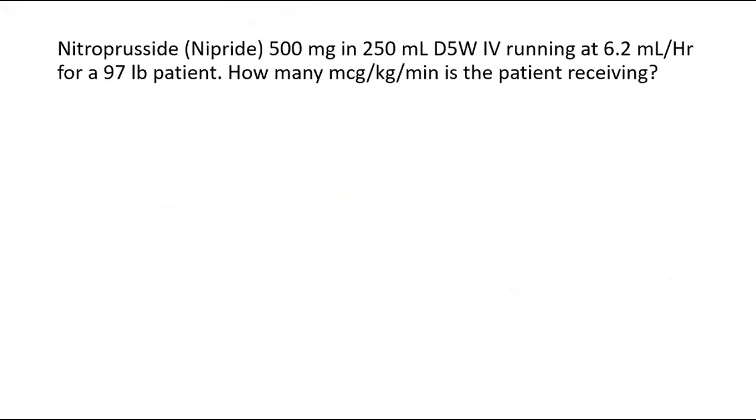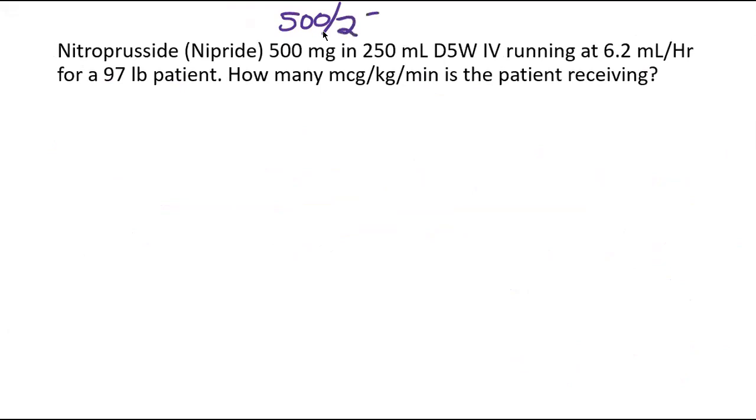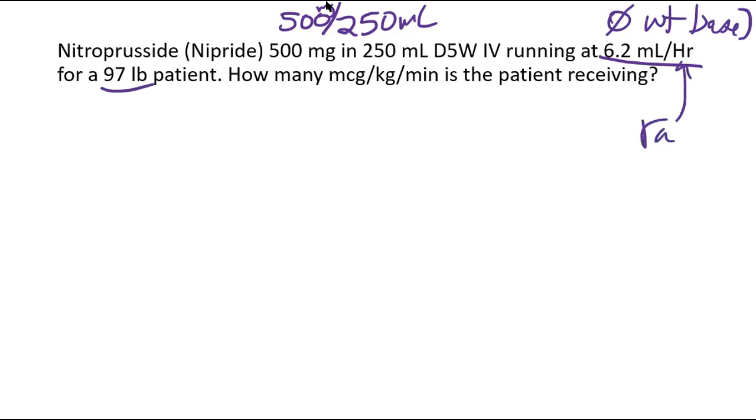Okay, and now we're going to do 500 over 250. 500 milligrams over 250 mils. We got a rate over here. The patient weighs 97 pounds, but we don't care because it's not weight-based. Okay, this is your rate right here. And what you want to know is how many... oh yeah, it is weight-based. That was a mistake. Okay, we do care.